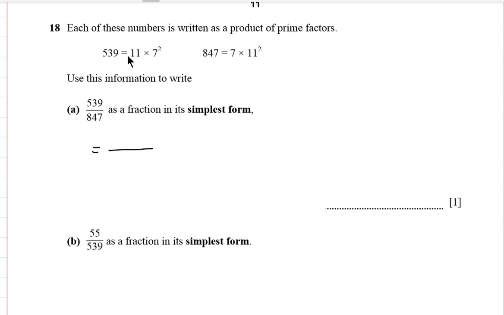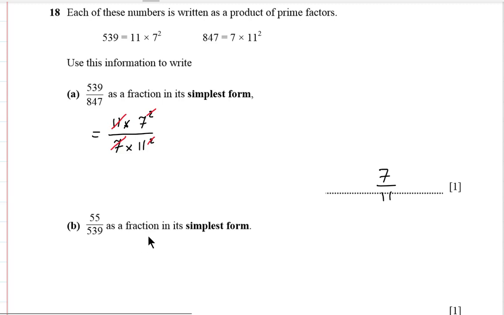We can rewrite 539 as 11 times 7 power 2, and also we can rewrite 847 as 7 times 11 power 2, and then we can simplify. We can cancel this 7 with one of the squares here, and also you can cancel this 11 with one of the squares here. So the final answer should be 7 over 11. It's a very simple question.